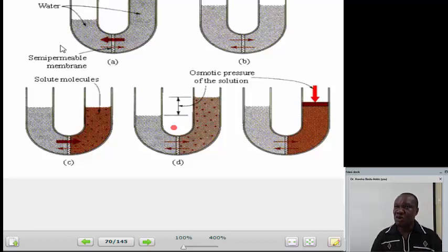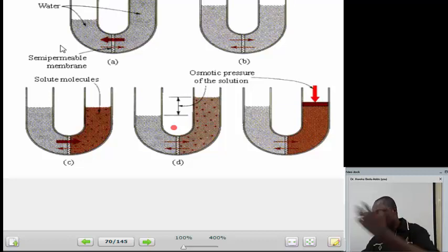Now, it is important that whatever you're giving, it's isotonic to plasma.